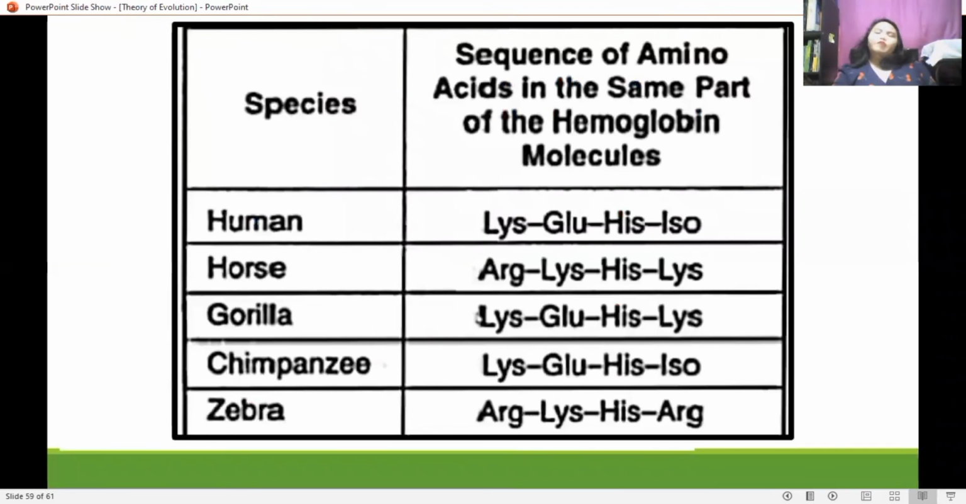And then I have here a sequence of amino acids in the same part of the hemoglobin molecules. I have here the human and chimpanzee. As you can see, they have the same sequence: lysine, glutamine, histidine, and isoleucine. This is for amino acids of hemoglobin molecules.